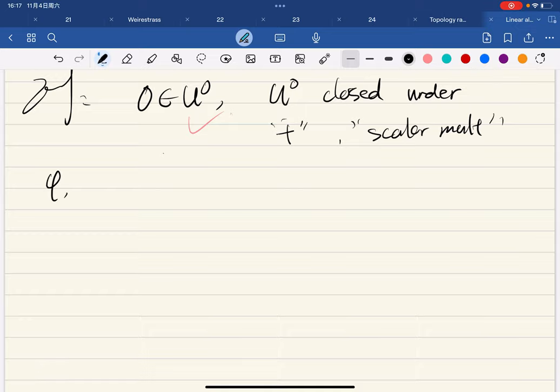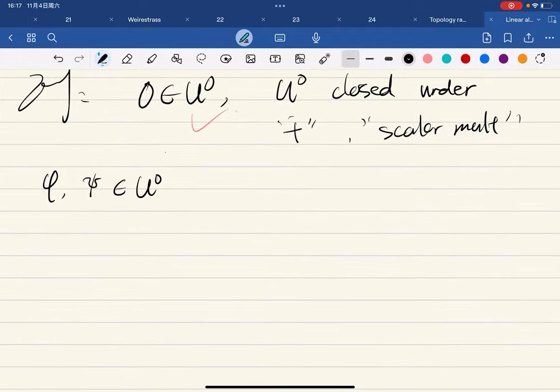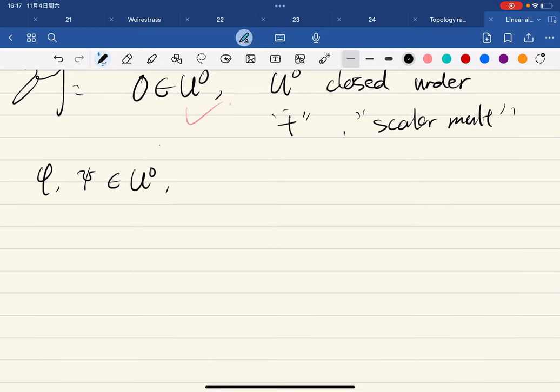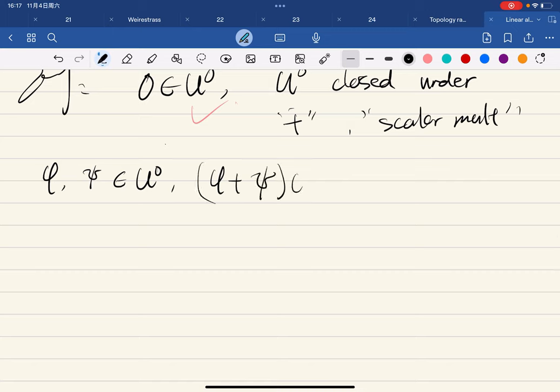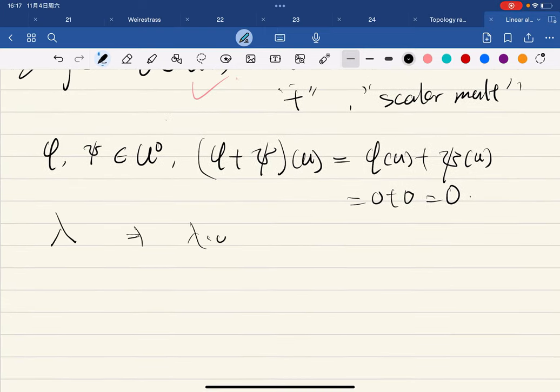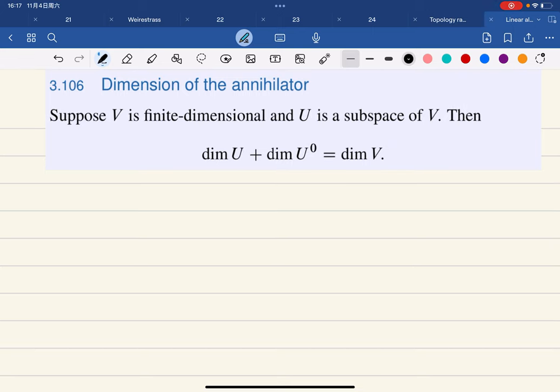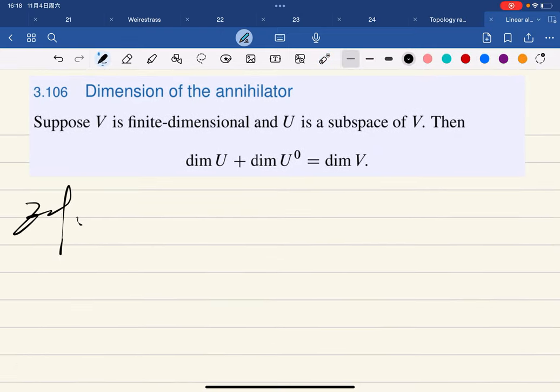So let phi and psi be in the annihilator. Then (phi plus psi) of u is equal to phi of u plus psi of u, and 0 plus 0 is again 0. And for lambda, lambda times 0 is 0 again, so it's a subspace. And now we're going to prove another result about dimensions. If U is a subspace of V, the dimension of U plus the dimension of the annihilator of U is the dimension of V.